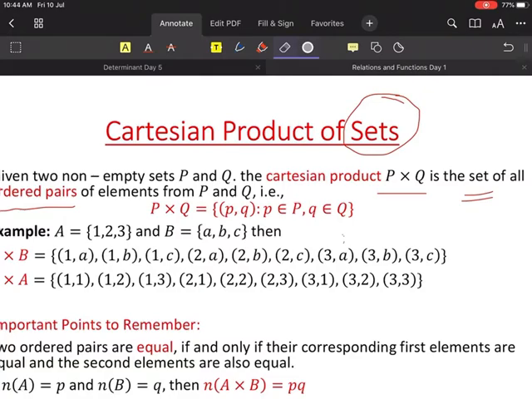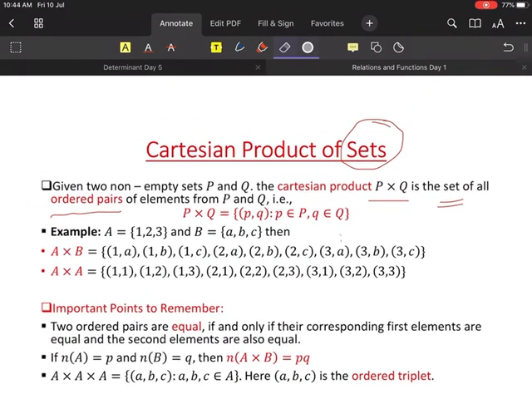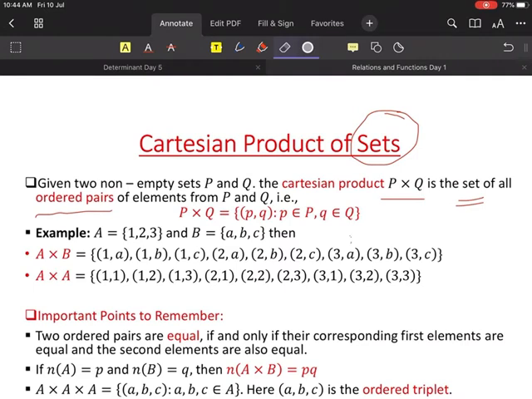Now you see, A is given by {1, 2, 3}. Now this is what form? Roster form, right? A is {1, 2, 3}, B is {a, b, c}. Then I want to find A cross B, the Cartesian product of A and B. Now look at the elements. They are in this form, (p, q). Just look at the elements one by one. The elements are like this, (p, q).